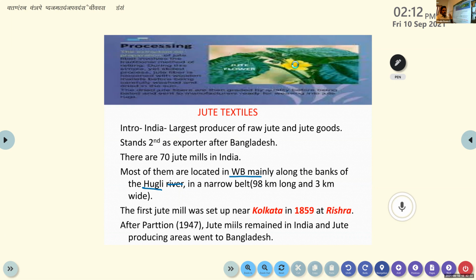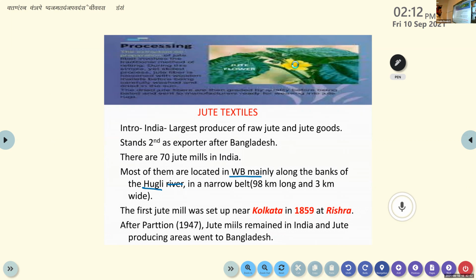What are they? Cheap water transportation is available there, and there is a good network of roads and a good network of railways. And there is the port city of Kolkata, which creates a situation for the producers to export these goods to other countries.